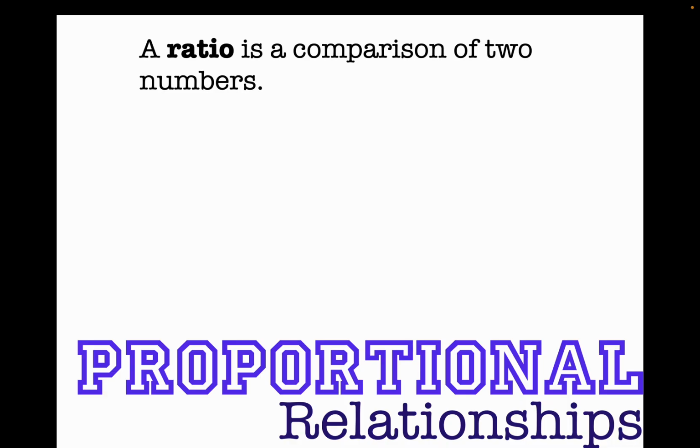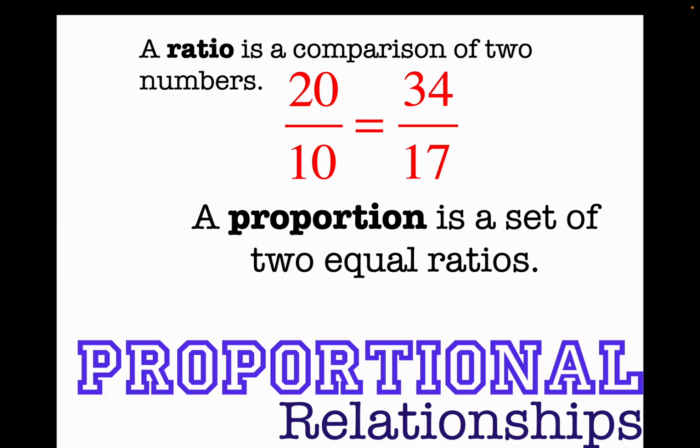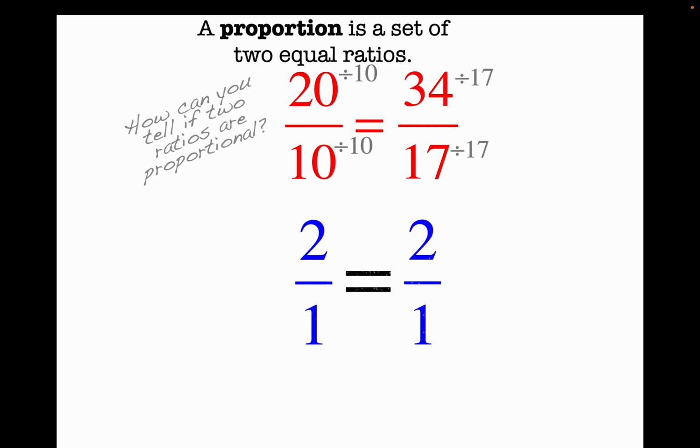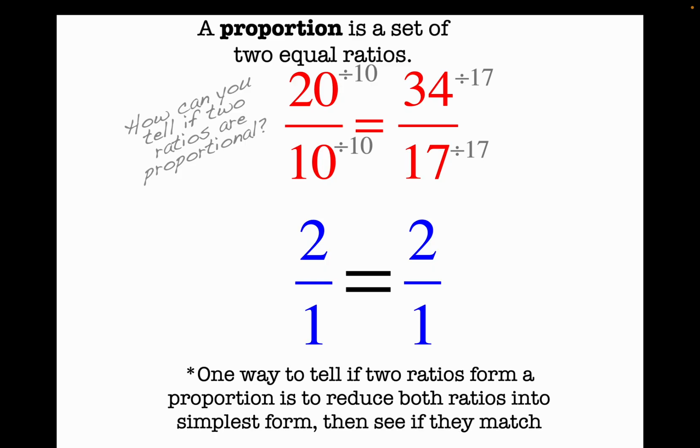All right, now we got to talk about proportional relationships. A ratio is when you compare two different numbers, like 20-to-10. A proportion is a set of two equal ratios. So 20 over 10 is the same as 34 over 17. How are those the same? How can you tell if two ratios are equal, aka proportional? Well, if we reduce them both and they simplify to the same ratio, then they must be proportional. Pretty simple concept there. Okay, just reduce them both and see if they match.